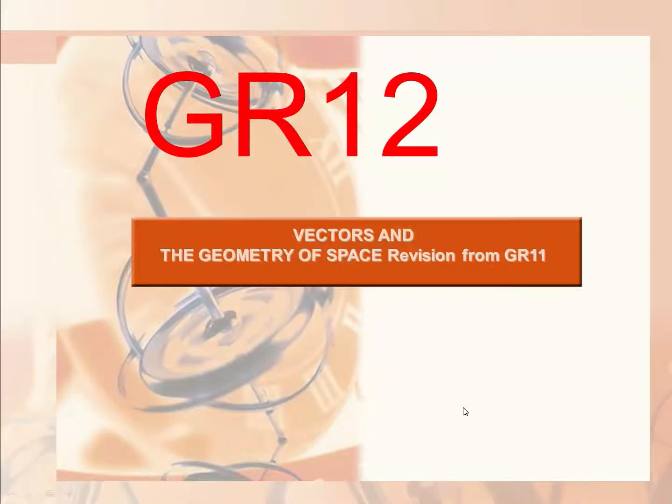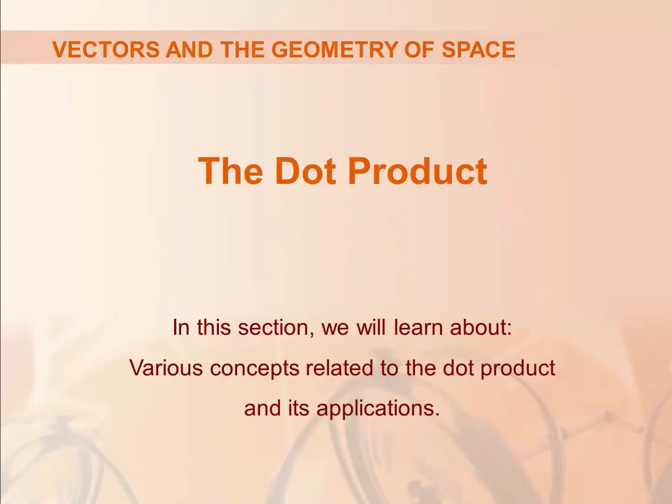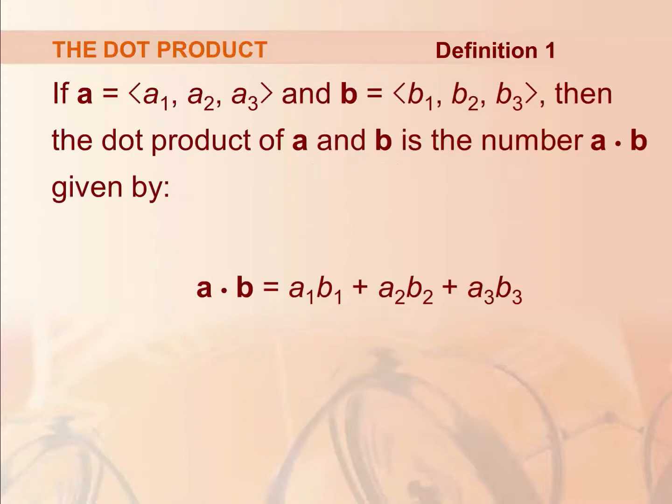Hello grade 12. We'll do a quick revision about vectors and the geometry of space, which is revision from grade 11. The first part is the dot product, or scalar product, the same meaning. In this section we'll learn about various concepts related to the dot product and its applications.